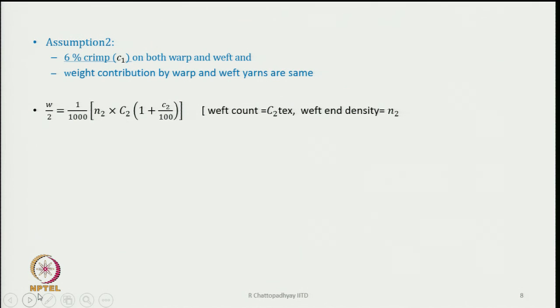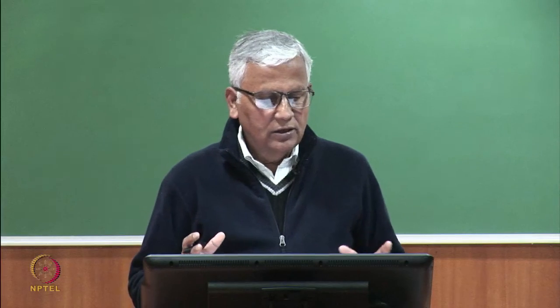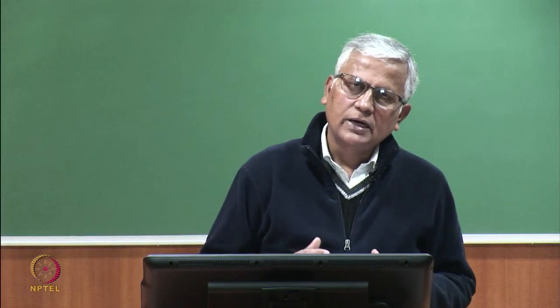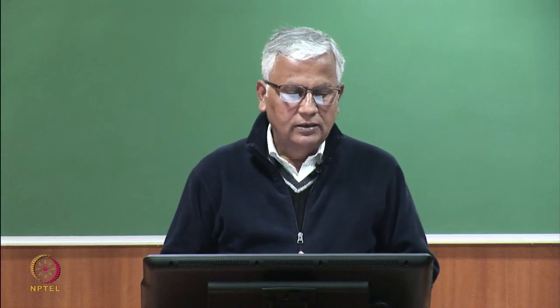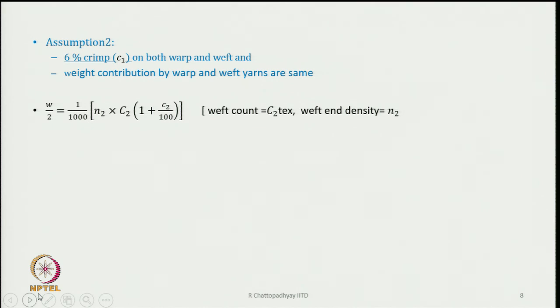From there, if we go to the next assumption, then let us assume a 6% crimp. Typically, in a cotton fabric, the crimp in both warp and weft can vary a lot, and it is very difficult to know in advance what is going to be the crimp in the fabric. But based on a lot of the articles which have been published, there are varieties of data available, and we have taken an estimation, a typical value, let us say 6% of crimp in both warp and weft.